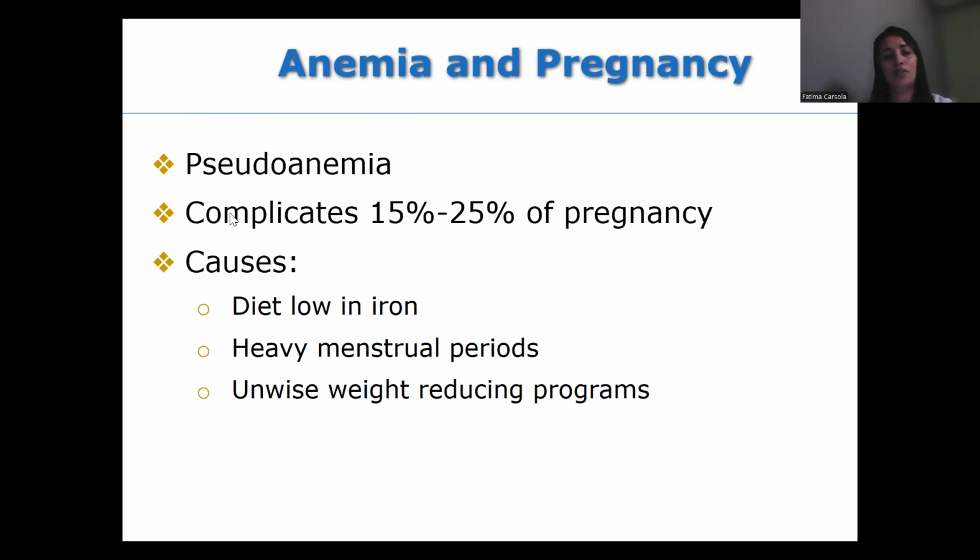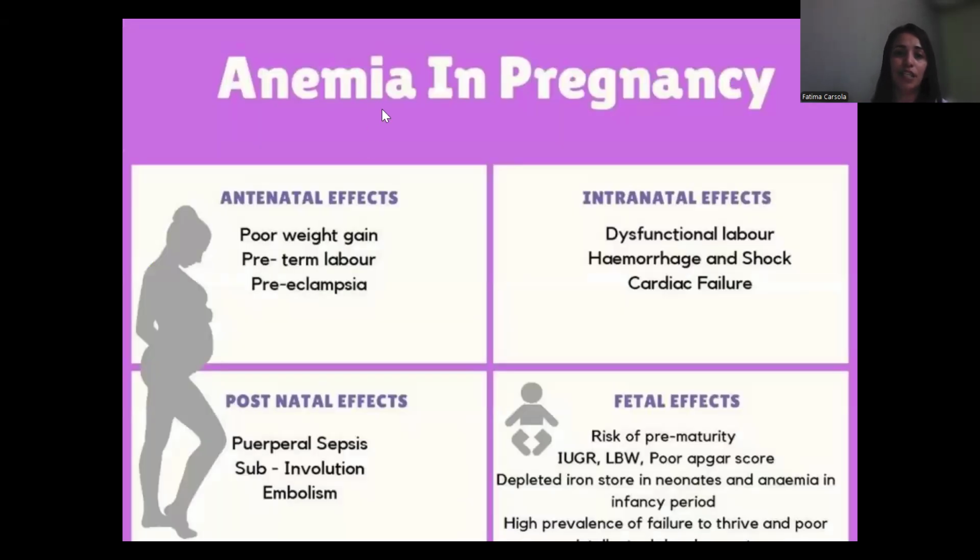Okay, so it could be a pseudoanemia. It could be an anemia that you could not understand where it's coming from, but we also have what we call physiologic anemia of pregnancy. When we say physiologic anemia of pregnancy, it is normal because of the increase in blood volume, particularly of the plasma, by 50 to 75%. Okay, so what will happen if there is anemia in pregnancy?